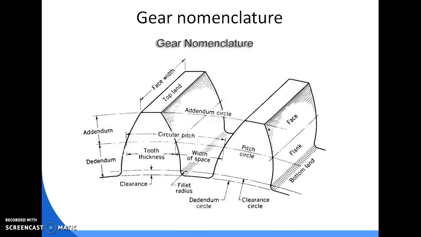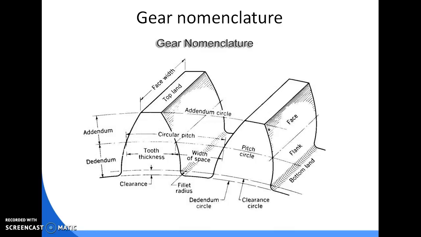Then addendum circle. A circle concentric with the pitch circle and bounding the outer end to the teeth is called an addendum circle. The diameter of addendum circle is known as addendum circle diameter. Then addendum. It is the radial distance between pitch circle and addendum circle.